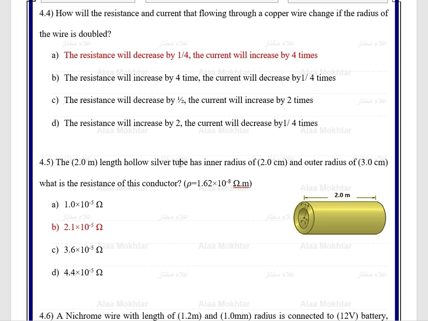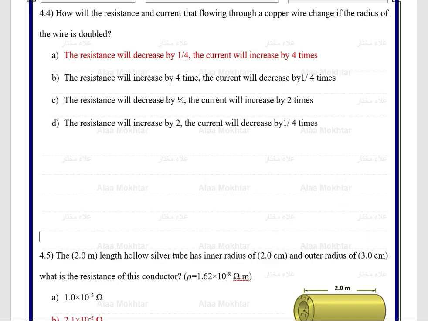How will the resistance and the current flowing through the copper wire change if the radius of the wire is doubled? If the radius is doubled, it means the radius in case 2 equals 2 times the radius in case 1. In the equation R equals rho L over A, the resistance equals rho L over pi R squared. Rho, L, and pi are constant, so the resistance is inversely proportional to the radius squared.